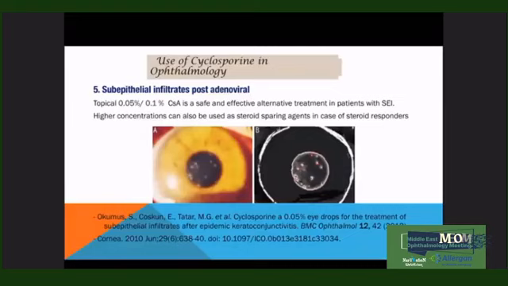Next, the most common condition we all come across in our daily practice is the subepithelial infiltrates post-adenoviral, and 0.05 or 0.1% cyclosporine is known to be a safe and effective alternative treatment in patients with subepithelial infiltrates. Studies have also utilized higher concentrations as steroid-sparing agents in patients who are steroid responders.